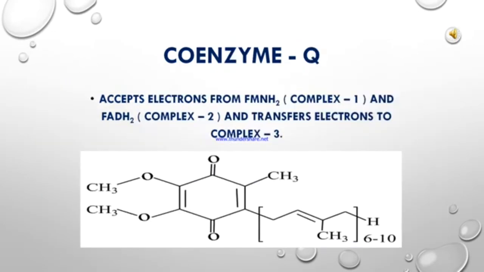Coenzyme Q is well defined as a crucial component of the oxidative phosphorylation process in mitochondria, which converts the energy in carbohydrates and fatty acids into ATP. Coenzyme Q, or ubiquinone, accepts electrons from FMNH2 from complex 1 and FADH2 from complex 2, and transfers the electrons to complex 3.